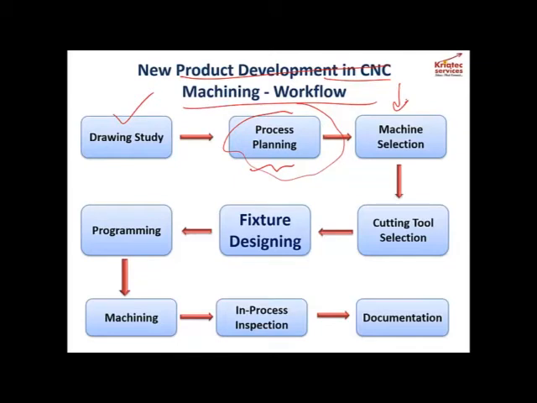Then there is machine selection. You cannot do the process planning with machines which are not available in your factory. What is very important is you should do the machine selection in the process planning based on the availability of CNC machines or whatever is available. Based on that only, your process planning should rely.